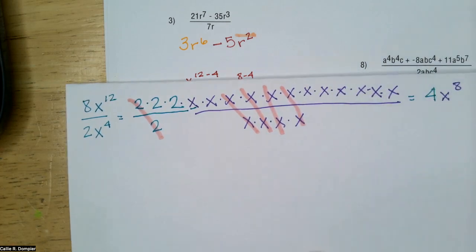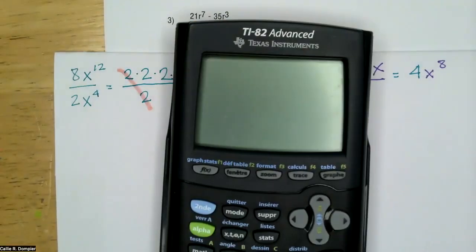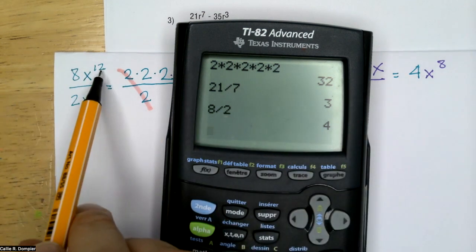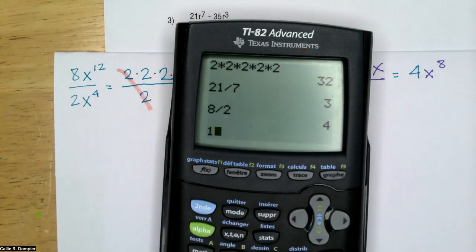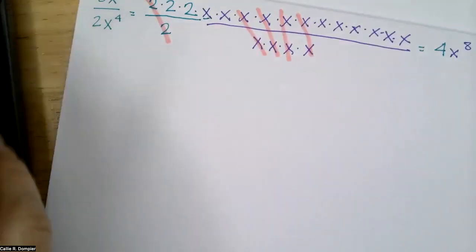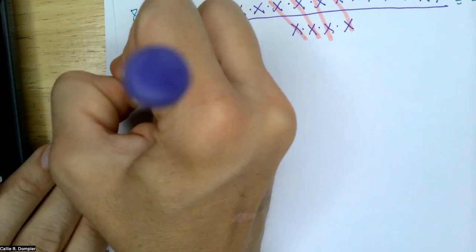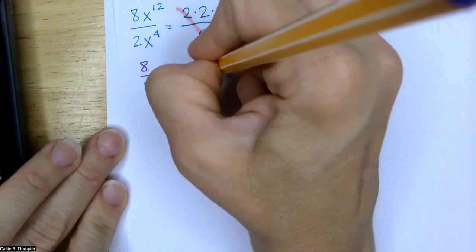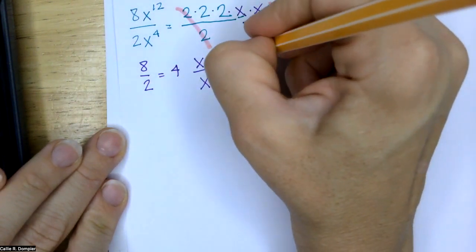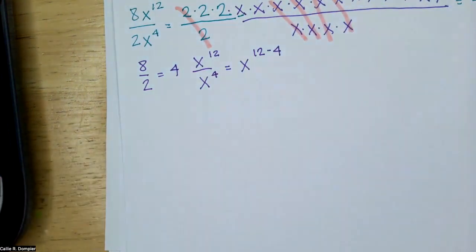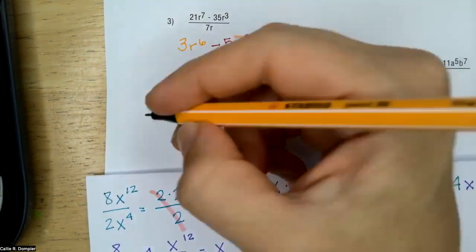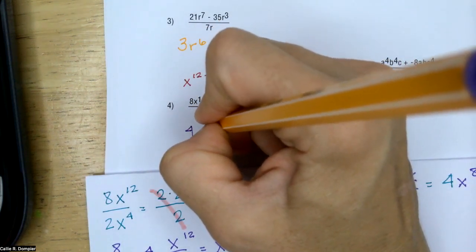X to the 8th, which is also possible by just saying 8 divided by 2 gives me that 4. And then 12 minus 4 gives me that 8. The rule of exponents says that x to the 12th divided by x to the 4th is x to the power of 12 minus 4. So make sure you have those rules of exponents out with you or in your head. Or you can do the long way. So that is going to be 4x to the 8th.